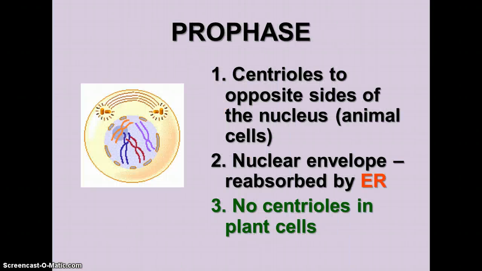So let's talk about each phase separately and talk about what's happening. In prophase, you can identify prophase in looking at cells when you can see the chromosomes inside the nucleus. In animal cells, the centrioles, which organize the microtubule network that's going to separate the chromosomes, separate and start migrating to opposite sides of the nucleus. The nuclear envelope starts to disappear as it's being reabsorbed by the ER. Remember that there are no centrioles in plant cells, but the spindle does start to form in a similar way at that time.